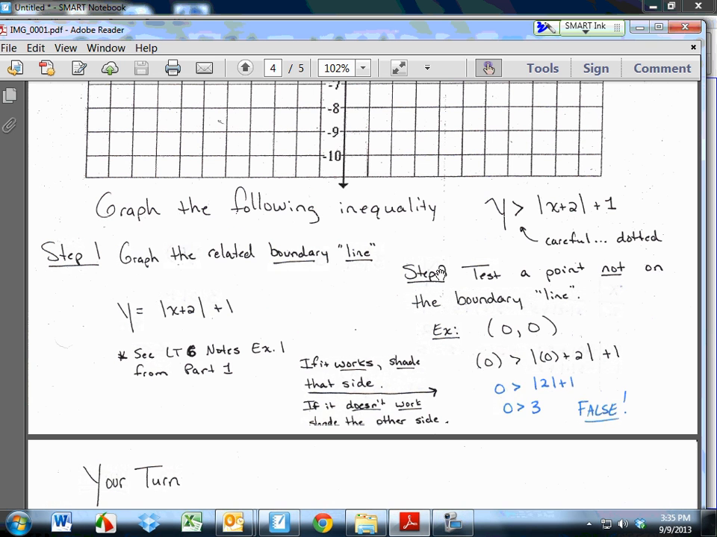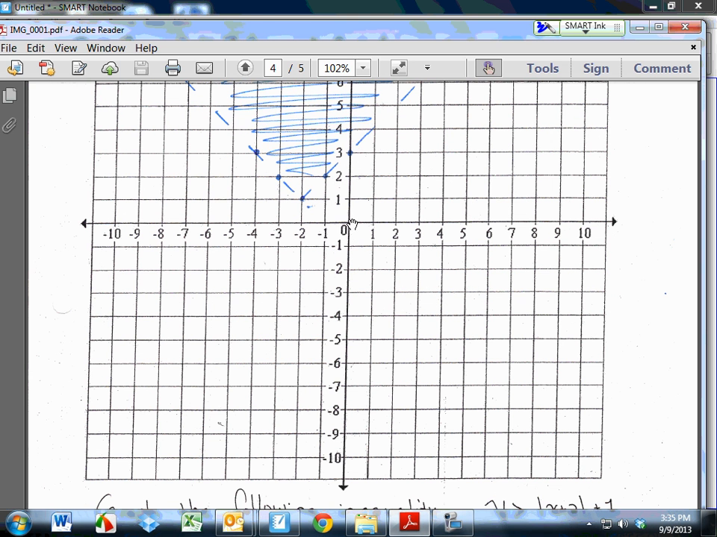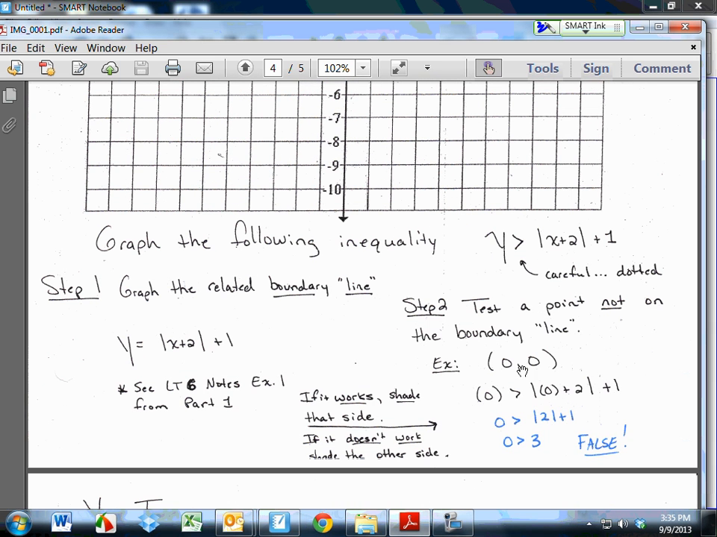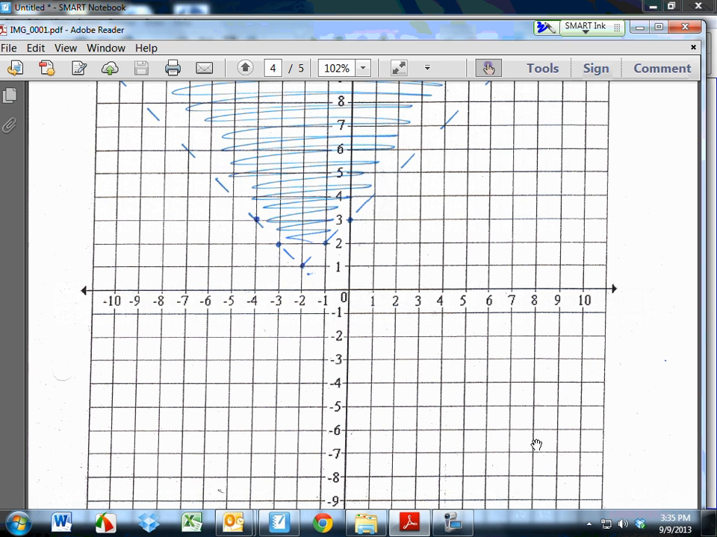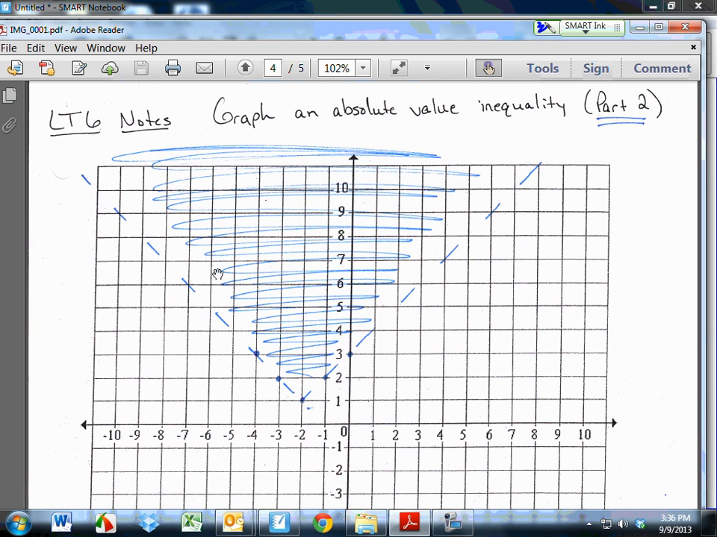But the shading came from step 2, testing a point that's not on the boundary line. And again, I'm using the word line in quotes because it's an absolute value V. So what we did was we took the point (0, 0), not on the V, and tested it. We plugged 0 in for y, plugged 0 in for x. So we got 0 is greater than absolute value of 0 plus 2, so 2. Absolute value of 2 is 2 plus 1 is 3. Is 0 greater than 3? False, which means no point on this side of the boundary, on the (0, 0) side of the boundary, will work, which means all the points up here must work.